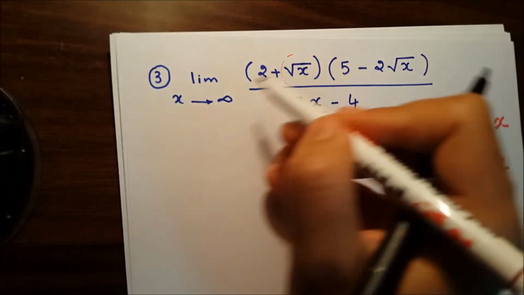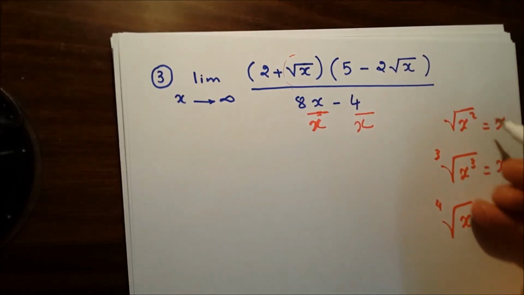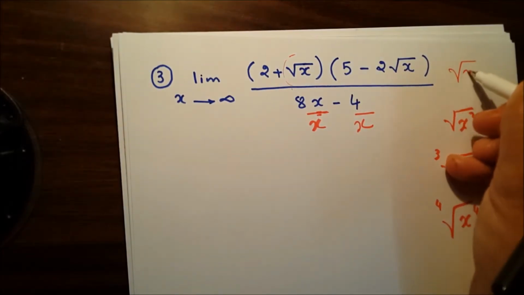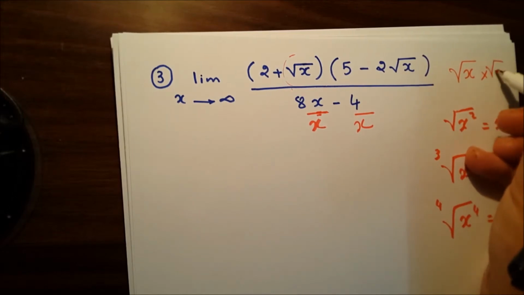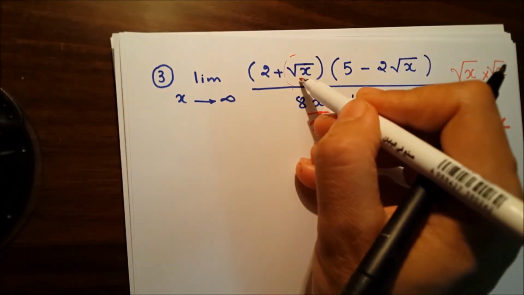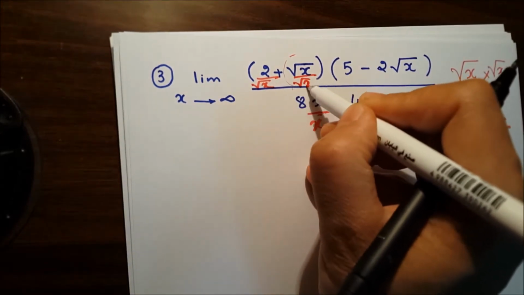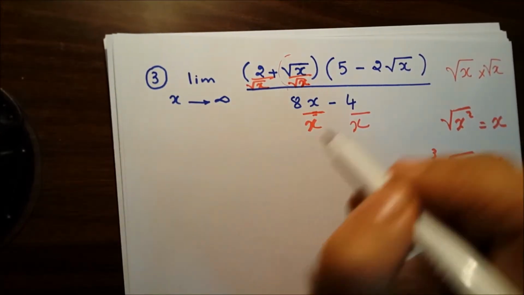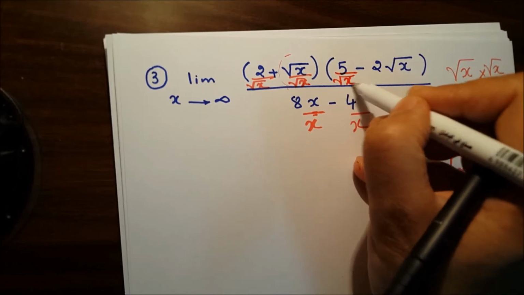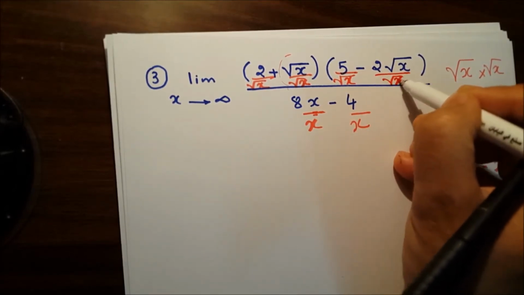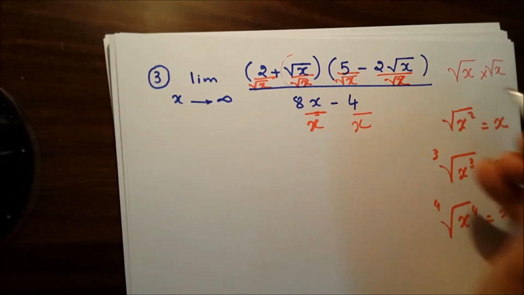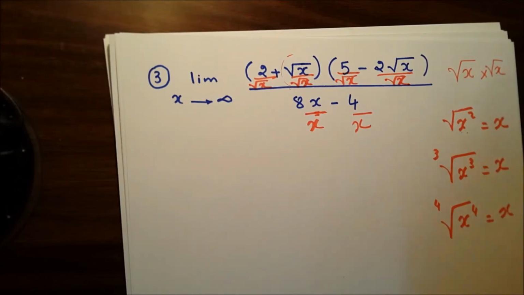For the numerator, we have 2 factors. So square root of x squared means square root of x times square root of x. That's what we are going to do. We're going to divide each term by square root x. So here by square root x, and here by square root x, and here by square root x, and here by square root x. So square root x times square root x to be square root x squared to be x.